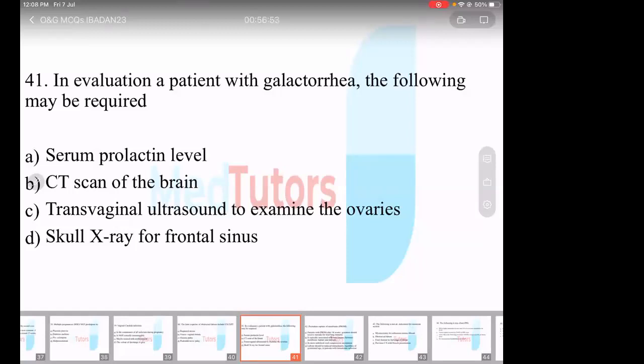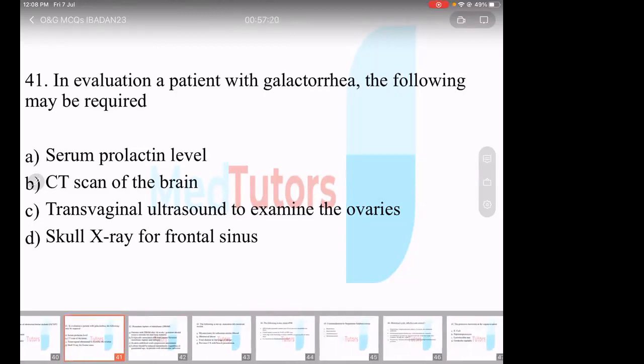Let's continue. In evaluation of a patient with galactorrhea, the following may be required. A, serum prolactin level, yes. B, CT scan of the brain, that's also correct. C, transvaginal ultrasound to examine ovaries, yes. Then D, skull X-ray for frontal sinuses. This is actually not necessary. So D is the answer.